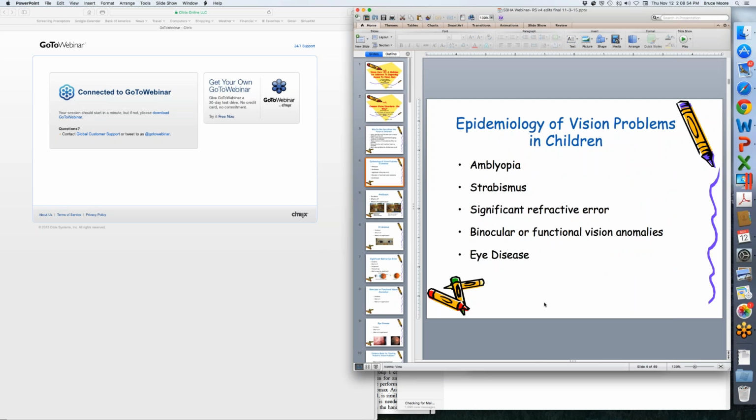Let's talk a little bit about the epidemiology of vision problems in children. And these are the 5 primary groups of conditions that we need to be concerned about. From the pediatric eye doctor's perspective, amblyopia is the most important problem. And it's the most important problem because many of these other issues are related to that. So we'll talk about amblyopia first.